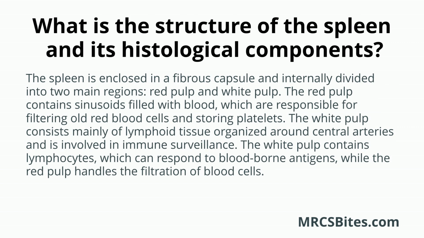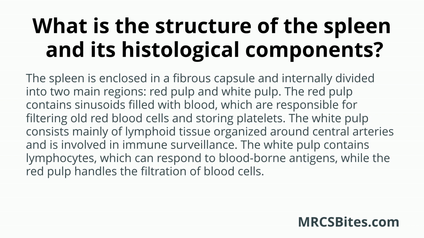What is the structure of the spleen and its histological components? The spleen is enclosed in a fibrous capsule and internally divided into two main regions: red pulp and white pulp. The red pulp contains sinusoids filled with blood, which are responsible for filtering old red blood cells and storing platelets.